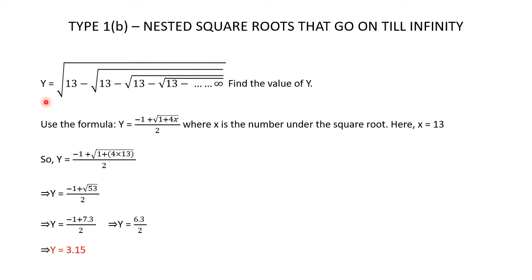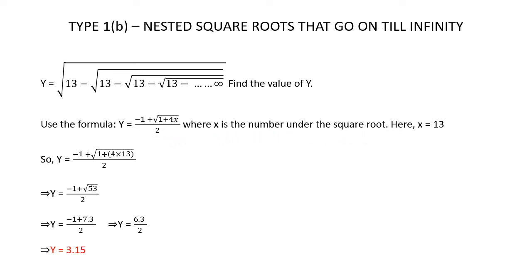y is equal to square root of 13 minus square root of 13 minus square root of 13 minus square root of 13 and so on till infinity. Find the value of y. Here, since the square roots are subtracted infinite times, use the formula y is equal to (minus 1 plus root of 1 plus 4x) divided by 2, where x is the number under the square root.